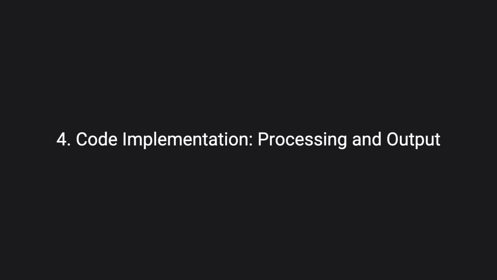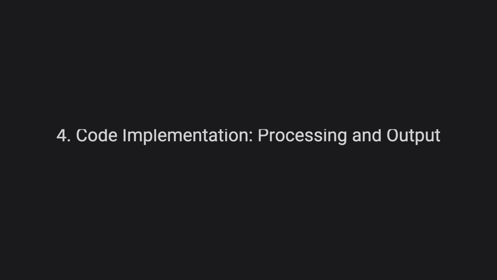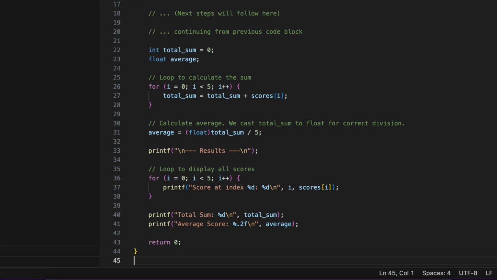Fourth, code implementation, processing, and output. Now we'll calculate the sum and the average. Since we are dealing with integers for the sum, we should use a float for the average to ensure accuracy. Fifth, full code summary and execution walkthrough.